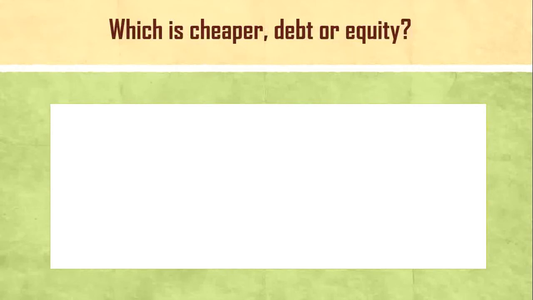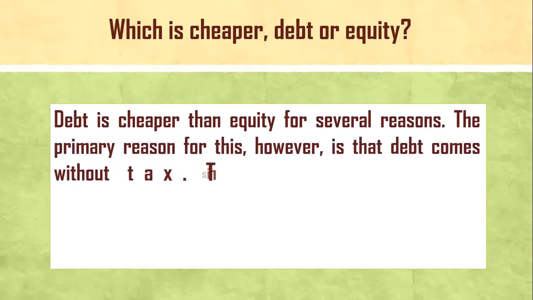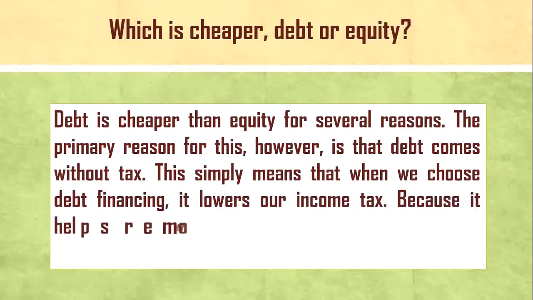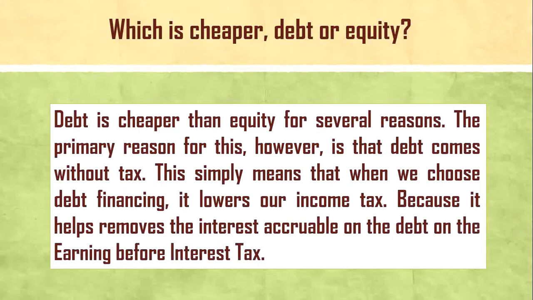Which is cheaper, debt or equity? Debt is cheaper than equity for several reasons. The primary reason, however, is that debt comes with a tax shield. This simply means that when we choose debt financing, it lowers our income tax because it helps remove the interest accruable on the debt from the earnings before interest and tax.